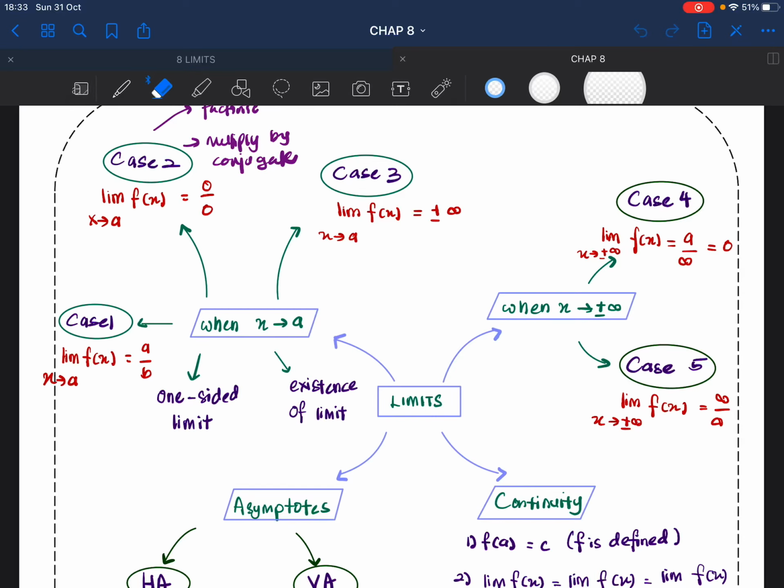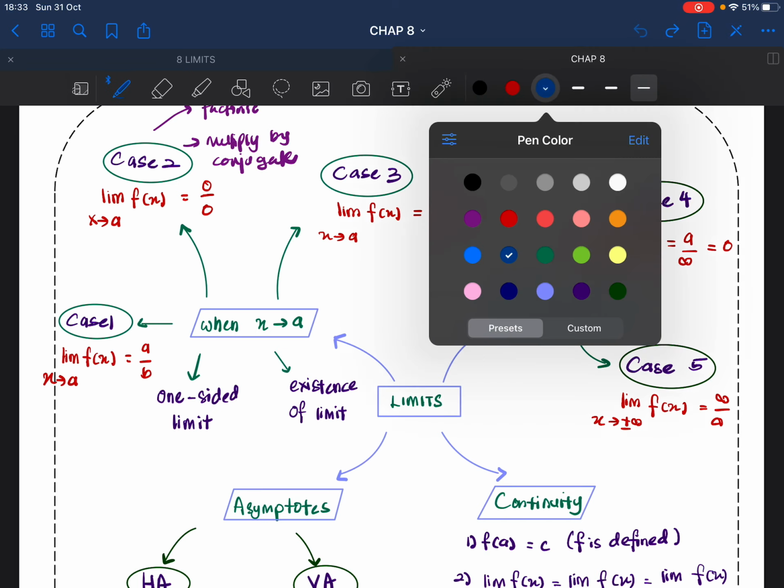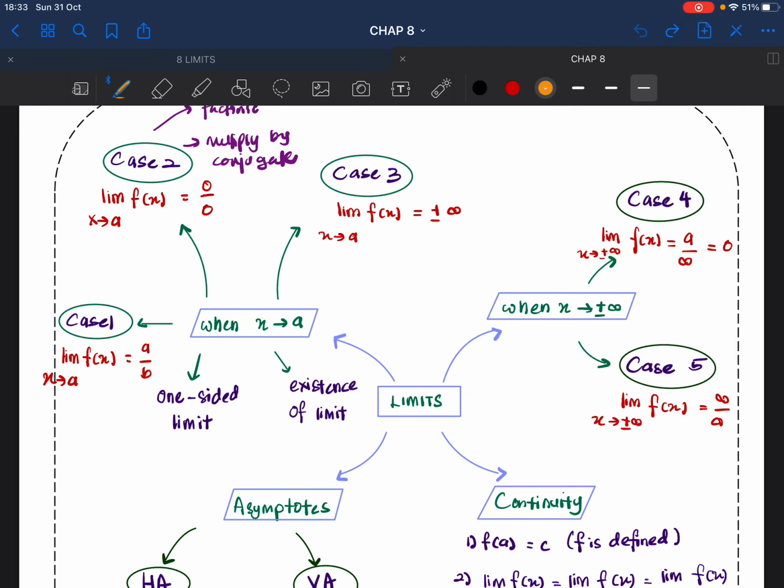Okay, so now let's see the last case for evaluating the limit, where x approaches positive or negative infinity. When you substitute positive or negative infinity into your f(x), you are going to get infinity over infinity, which we call limits at infinity for a rational function. So what are you going to do when you have this type of question? Here we are going to divide by the highest power of the denominator.